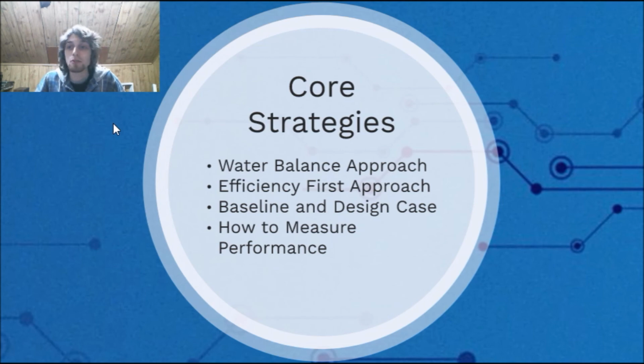But the efficiency first approach is reducing water first and then considering the alternative methods like harvesting rainfall, water reclamation, on-site tertiary treatment. Really, this category is about minimizing water use beyond a baseline, so we have to set that baseline, and then we have the design case, which is from the baseline. The project team comes in and establishes the reduction goals and how they're going to do that.